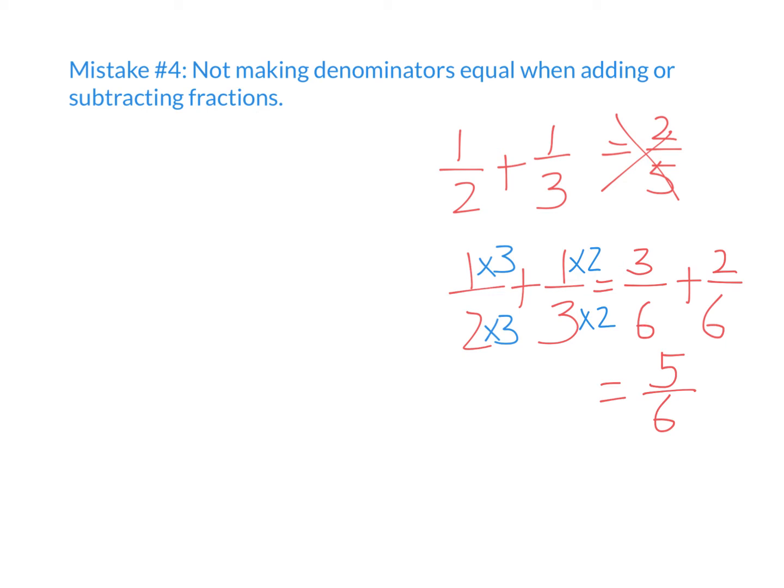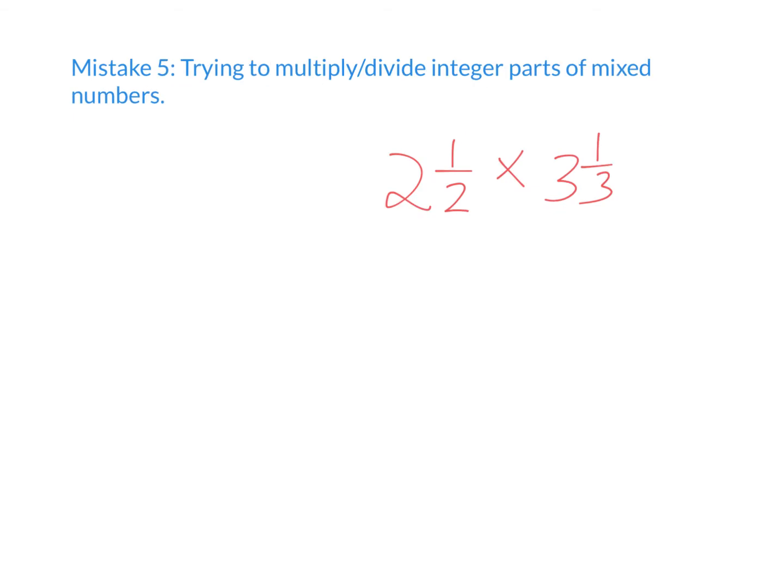All right, let's look now at a mistake involving mixed numbers. The next mistake I see is a common one when trying to multiply or divide mixed numbers. These are both mixed numbers because they have an integer, a whole number part, and a fraction. Now, when people get something like this, they try to do all kinds of weird things. They try to go 2 times 3 plus a half times a third. It just doesn't work that way.